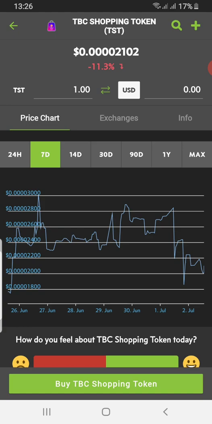I'll be sharing with you some tips you need to know before you start trading TST. When I say trading, I mean actively trading TST in terms of buying low, selling high.